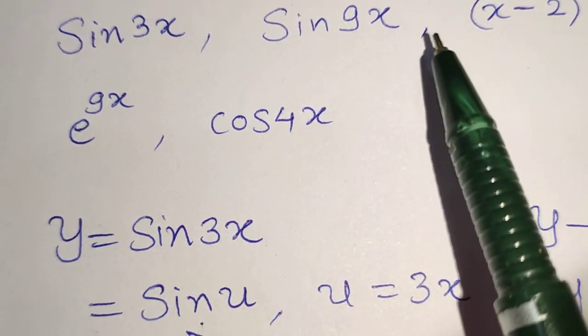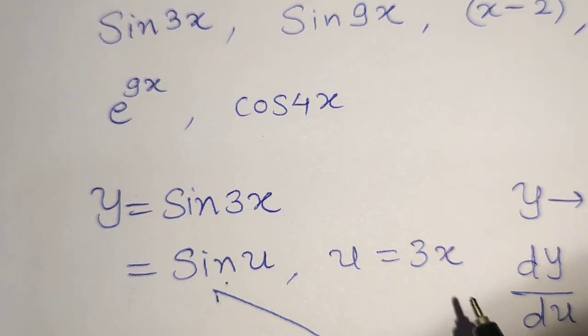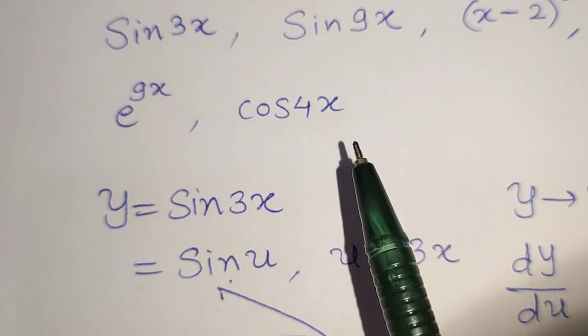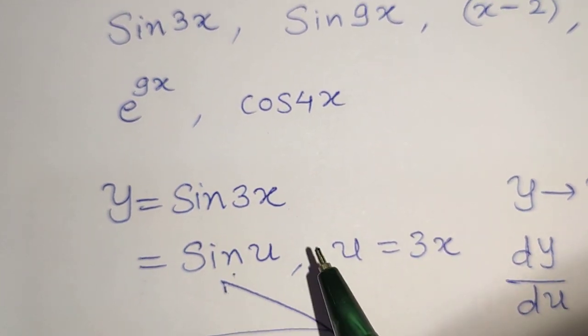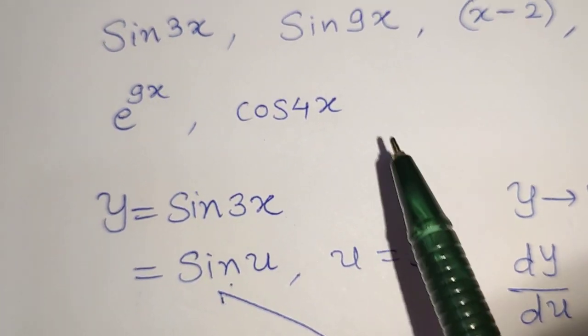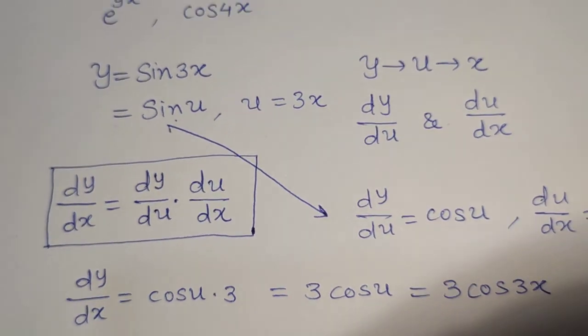Again, what happens if we have cos 4x? So you have to consider cos u, and u is just this 4x here. And then the derivative of cos x is minus sin x. So cos u will be there, minus sin u will be there. The derivative of 4x will be 4, and you can solve it by this method.